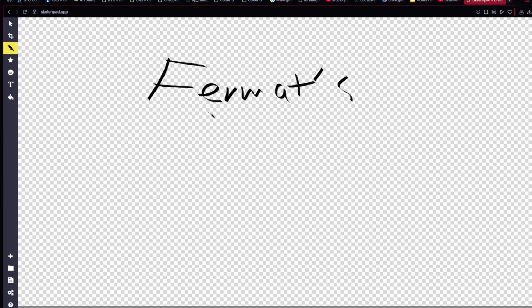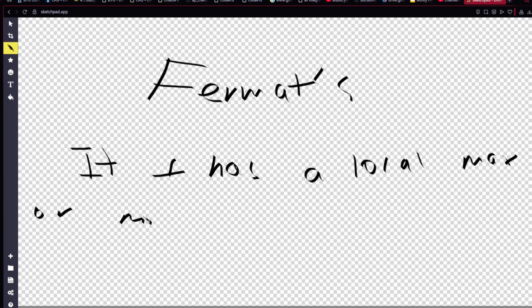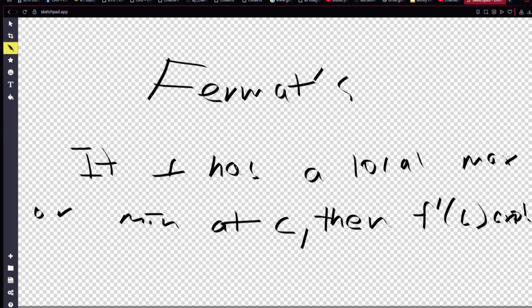So Fermat's theorem states that if f has a local maxima or minima at c... If you don't understand the notation, I'll try to explain it in layman's terms, essentially. I know these things can be confusing, but trust me, it's not that hard to understand. So I'm just going to explain this graphically.